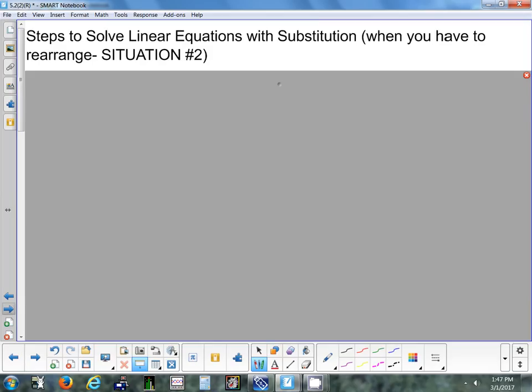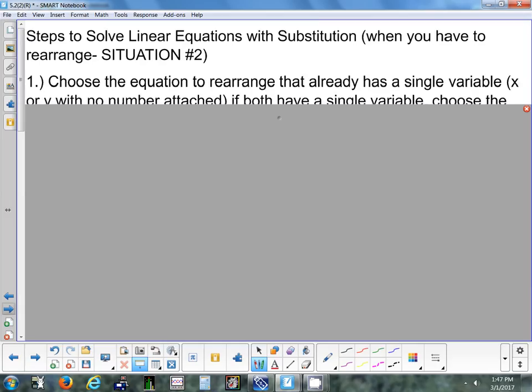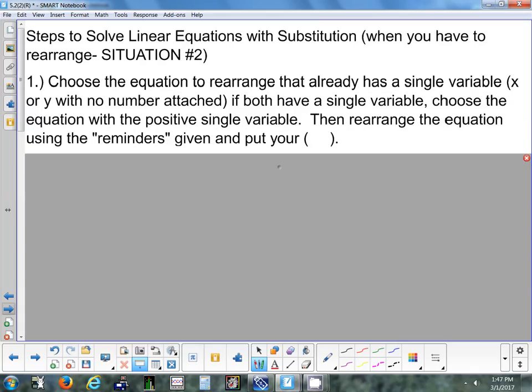So steps to solve linear equations with substitution. All right? Now in situation 2, where we have to rearrange, when it's not y equals something anymore, it's not x equals something anymore, you're going to have to move some stuff around. All right? So first step. I know it's quite a bit to write. I'm sorry. So we're going to choose the equation to rearrange that already has a single variable.